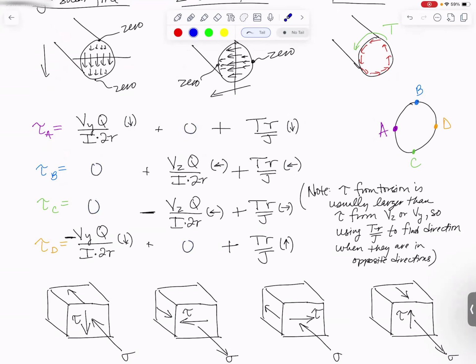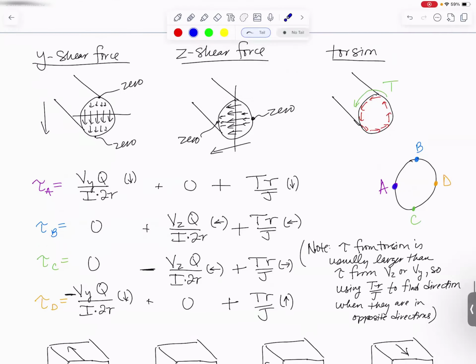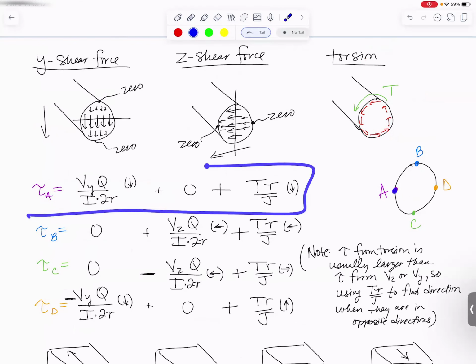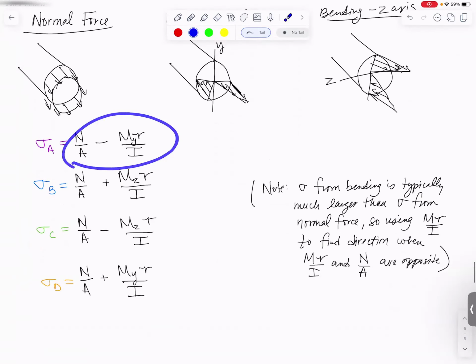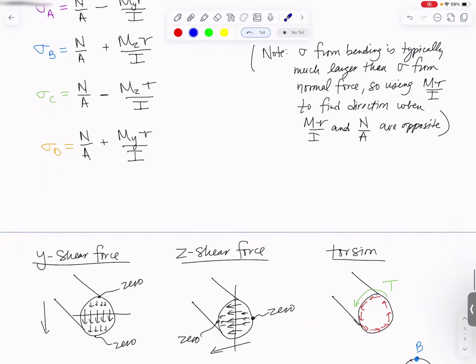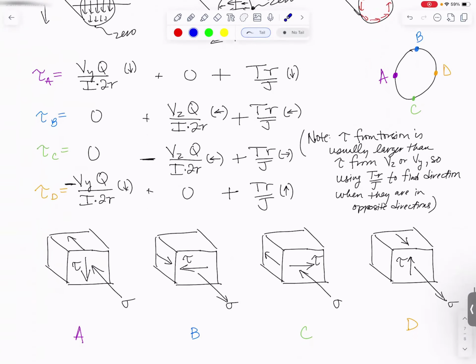So if you were asked to solve this problem for point A, all you'd actually need to calculate are these two stresses, the stress caused by the shear in the Y and the stress from the torque. And up here, you'd only need to calculate the stress caused by the normal force and the one about the y-axis. You wouldn't actually need the one about the z-axis. That concludes our final exam review on combined loads.